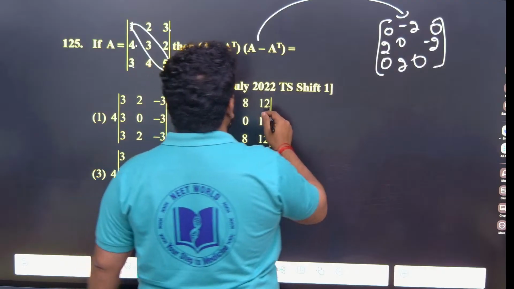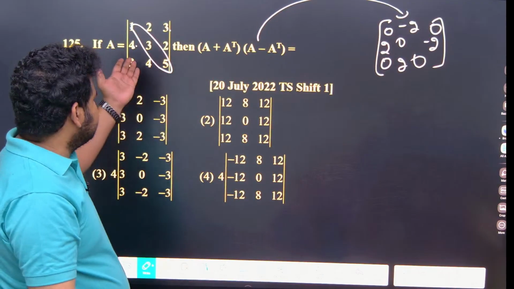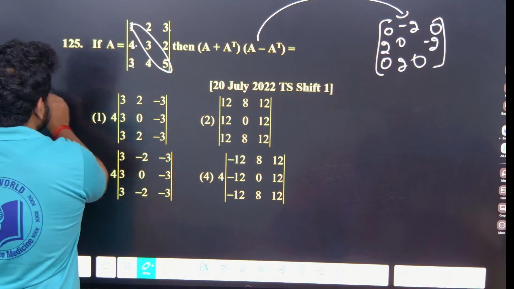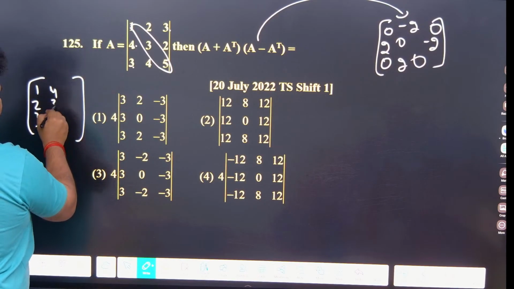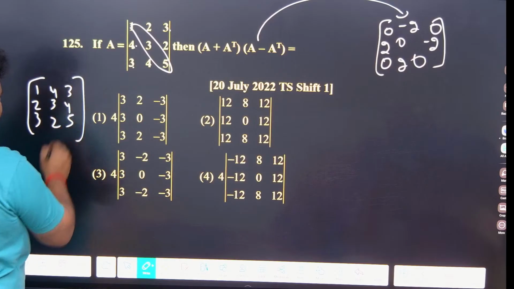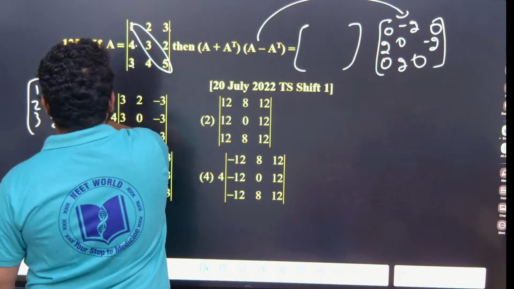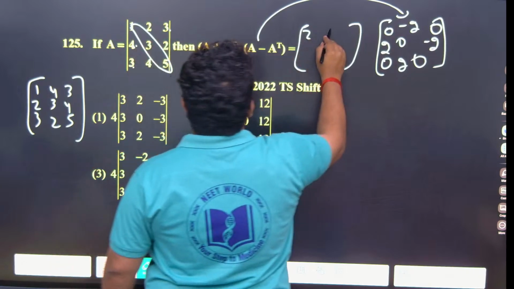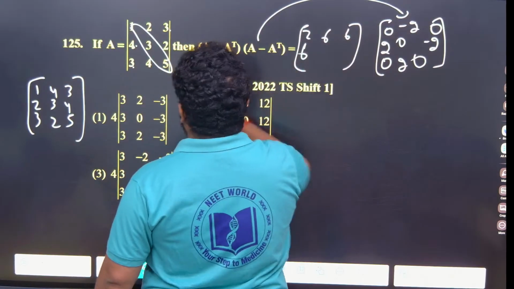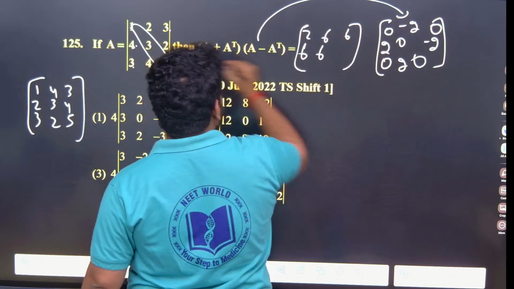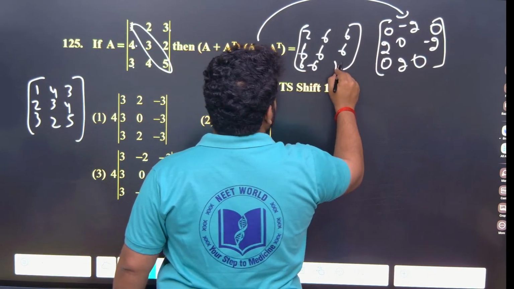A plus A transpose, you know how to do this question, no need to worry. You write A and A transpose. Here we have 1, 2, 3; 4, 3, 2; 3, 4, 5. Corresponding elements you have to add. 1 plus 1, 2. 2 plus 4, 6. 3 plus 3, 6. 4 plus 2, 6. 3 plus 3, 6. 4 plus 2, 6 again. 3 plus 3, 6. 4 plus 2, 6. 5 plus 5, 10. This is what we are having.